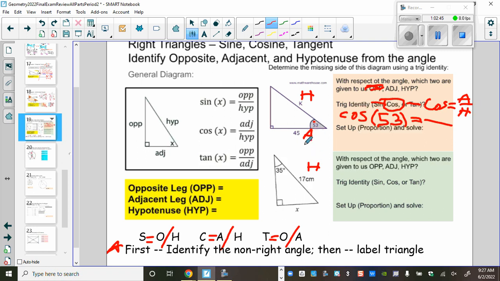What's the adjacent value? That's our angle. 45. Do we have a hypotenuse? Do we have that yet? No. So that's our variable. Do we have enough information though to solve for this proportion or this problem? You do, because in the end, the cosine of 53 is a number. You need to type in the cosine of 53 in your calculator.